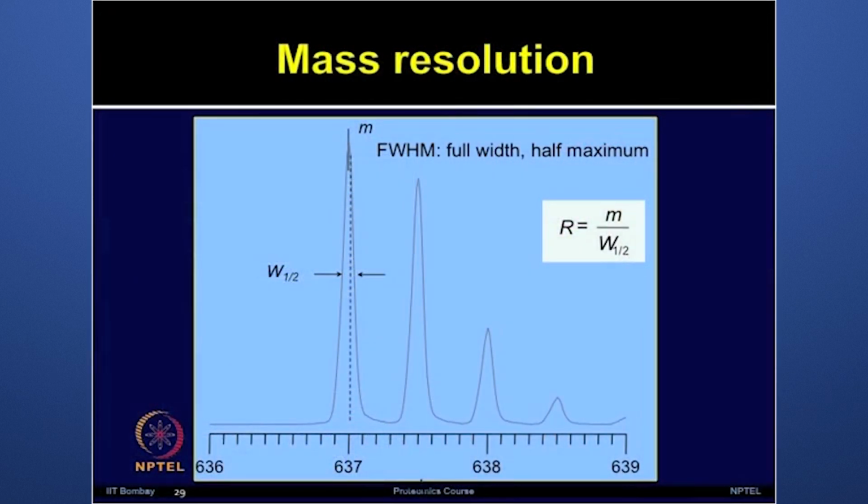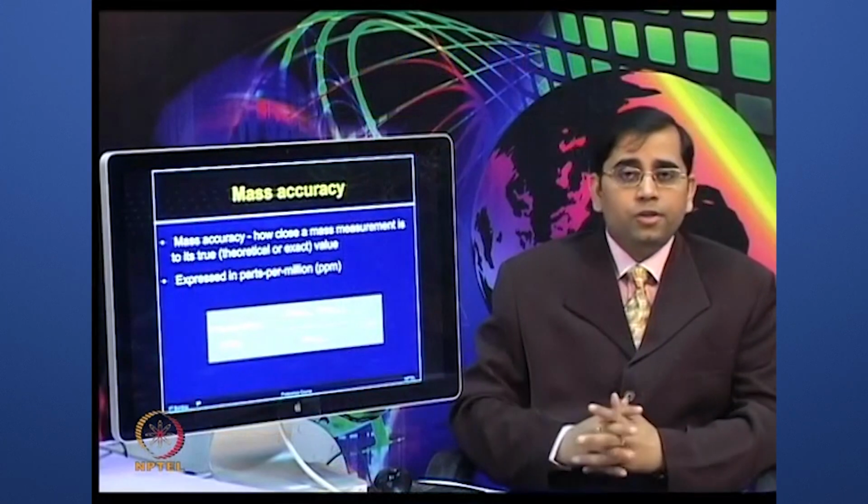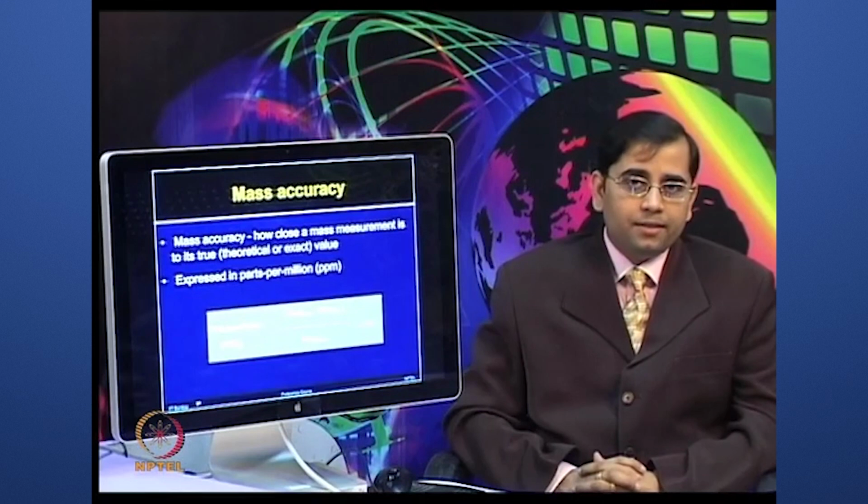This slide shows you the full width half maximum or FWHM. So, mathematically, mass resolution is the inverse of resolving power, shown as R equals m by W half, where m is the average of mass and W half is the difference in the accurate mass of the two neighboring ions. Now, let us talk about mass accuracy.